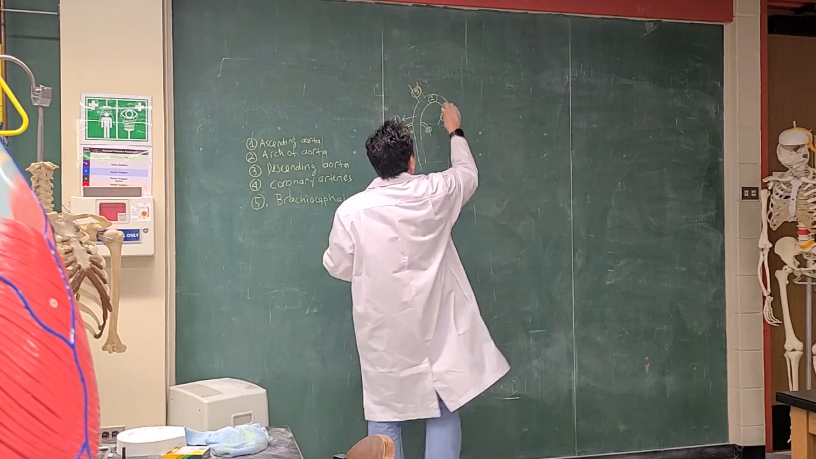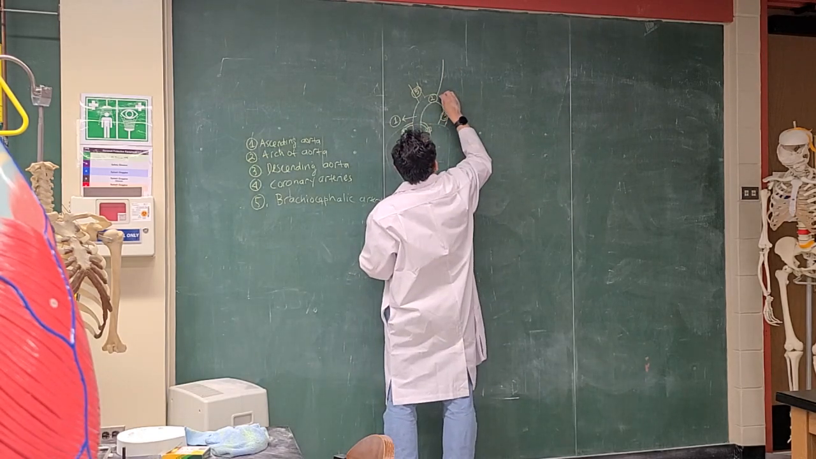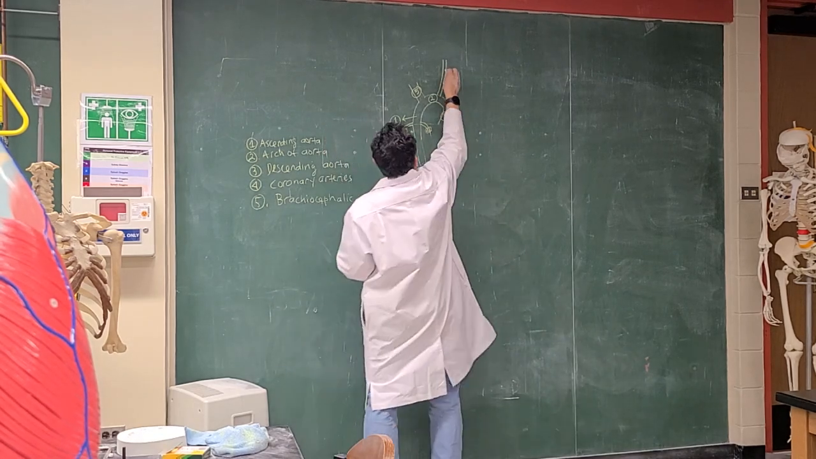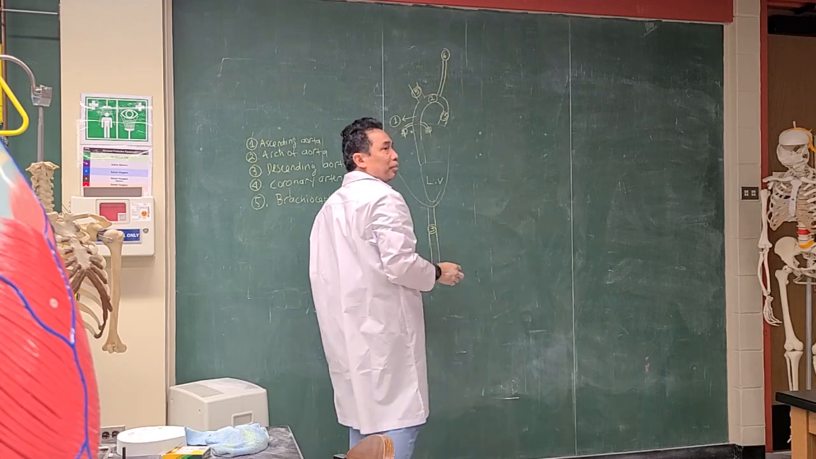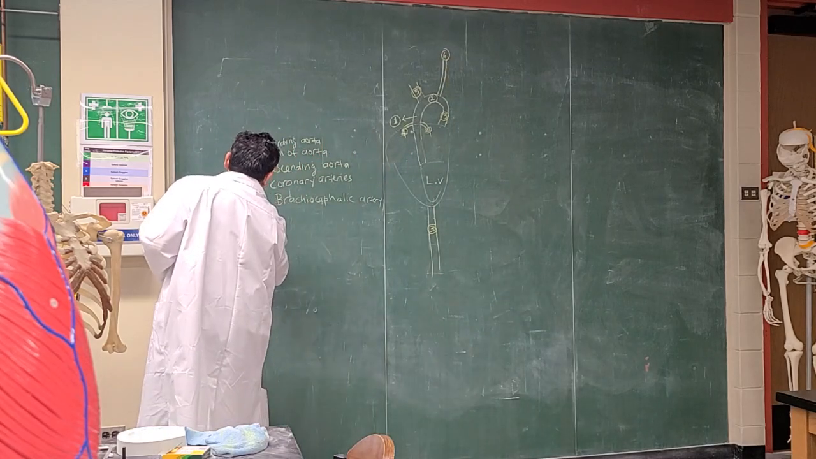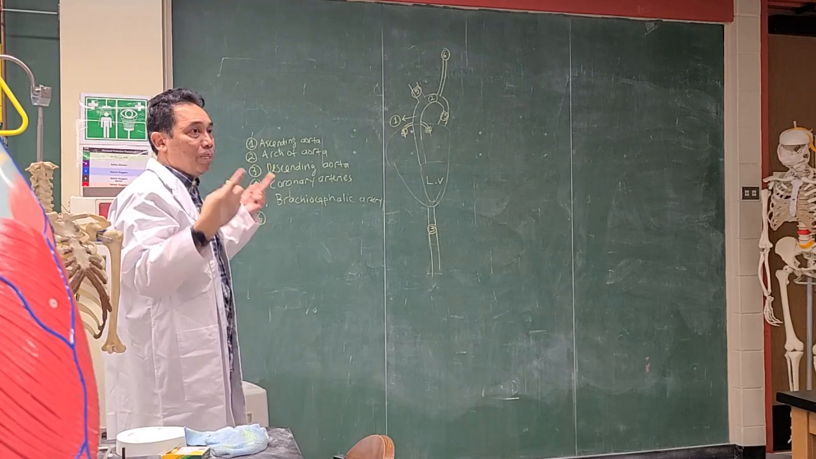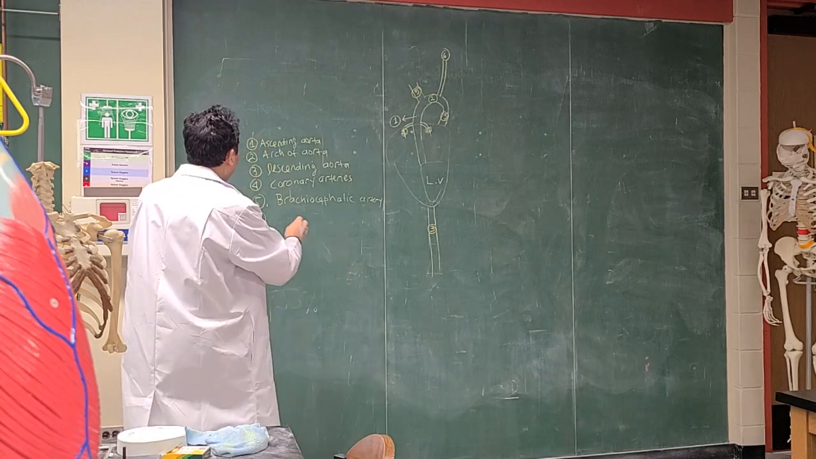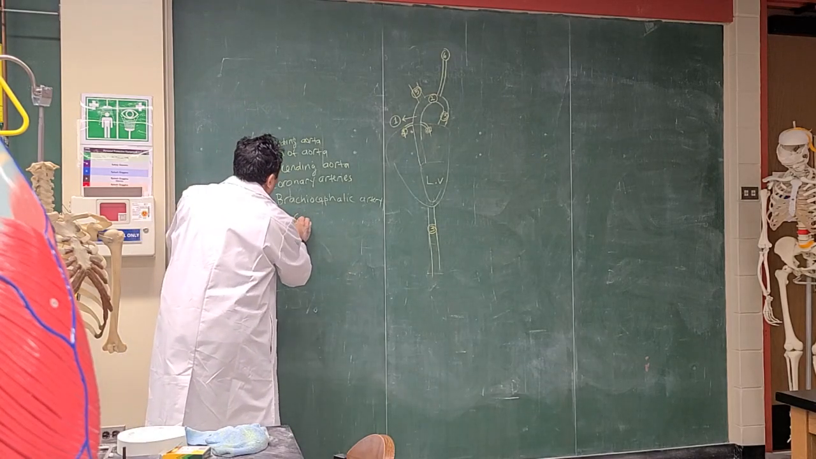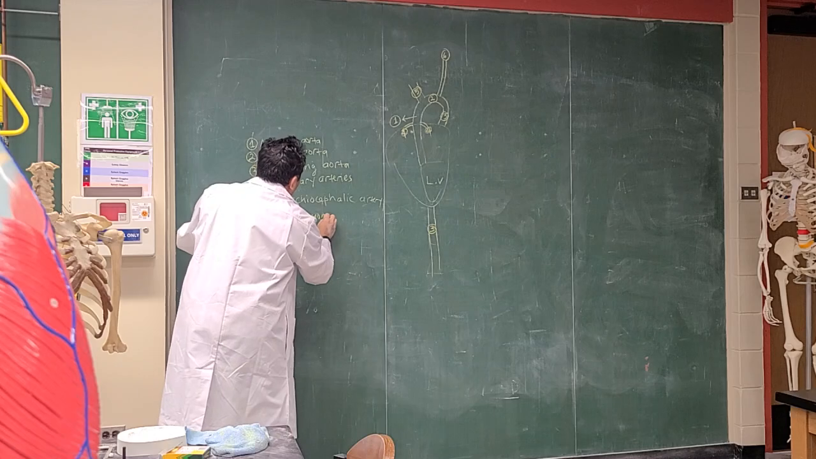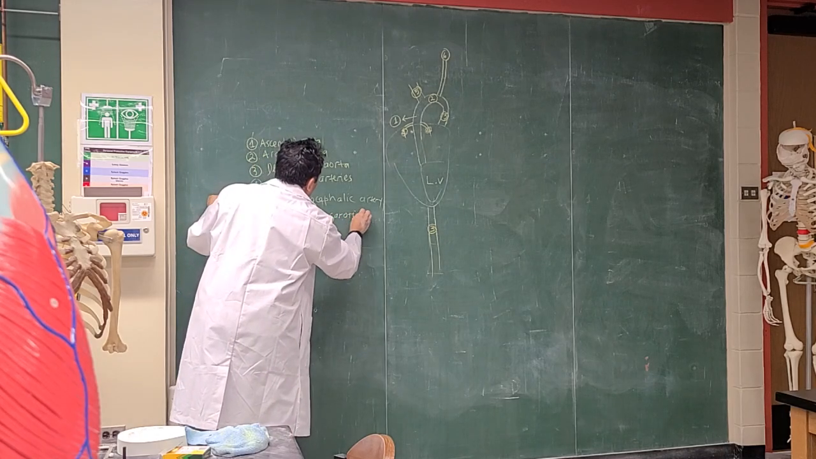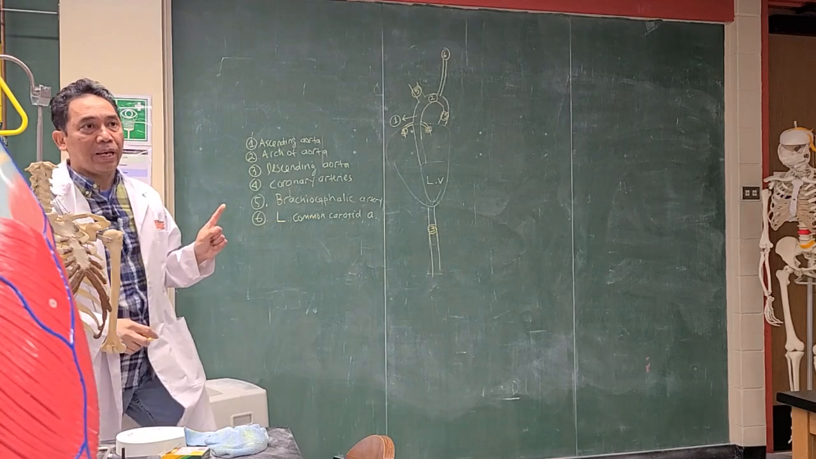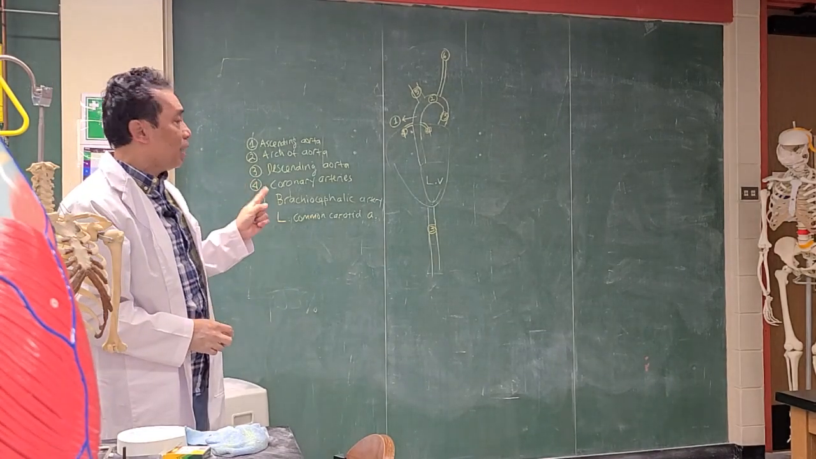Now number 6, also from the arch of the aorta, but on the left side, is going up like that. That's going to be number 6. What is number 6? This is the one that goes to our brain, because it is on the left side. The name is going to be left common carotid artery. Okay, LCCA, left common carotid artery.